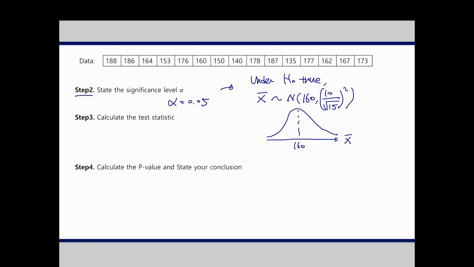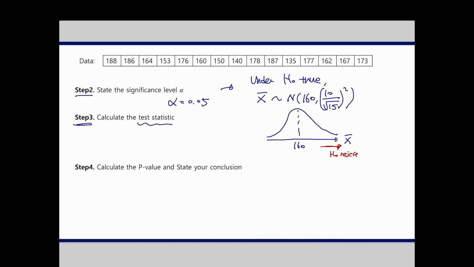Okay, so the direction to reject the null hypothesis is indicated here. Okay, this is the rejection region. So step 3 involves calculating the test statistic.